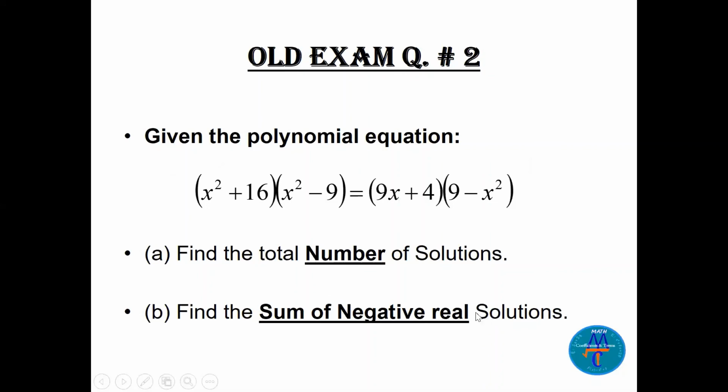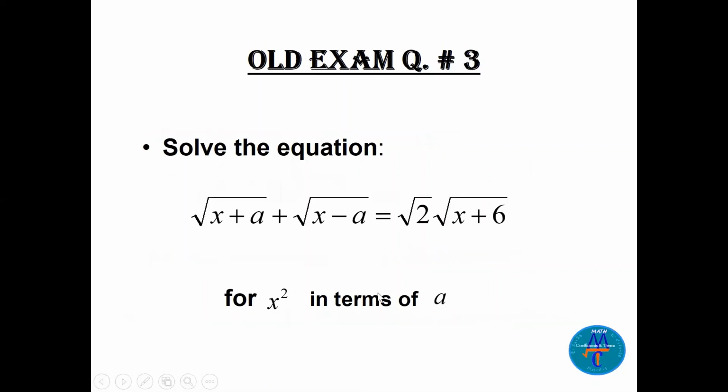Find the sum of the negative real solutions. So you have to find the solutions, take the real, take the negative, add them. Nice answer there. Solve the equation for x squared in terms of a. See, we have here 4 square roots. You have to do something, square both sides, something, until you solve for x squared equals something.